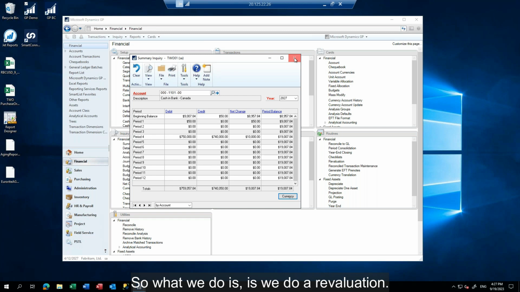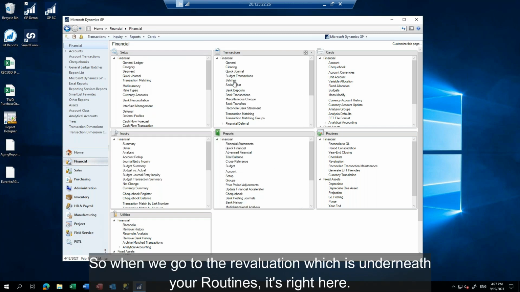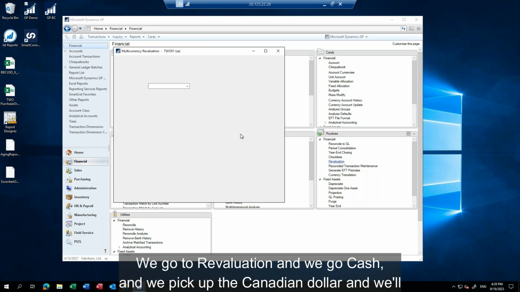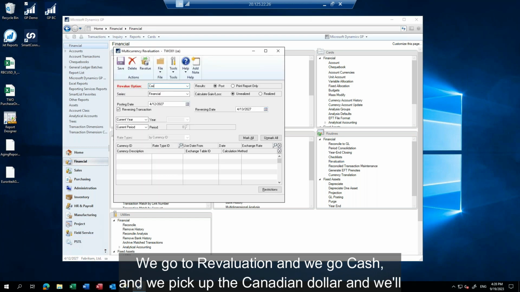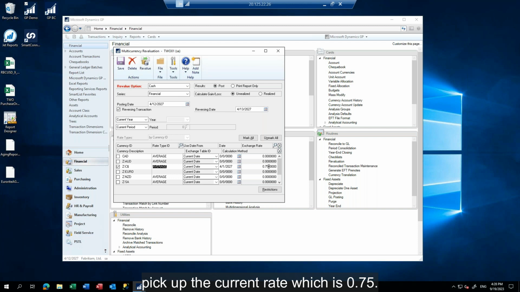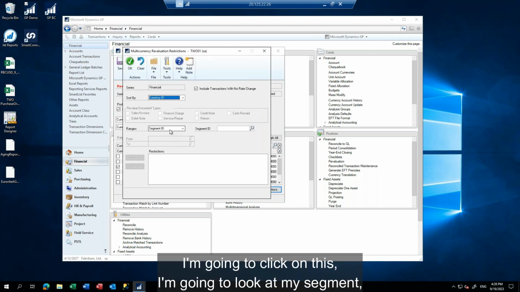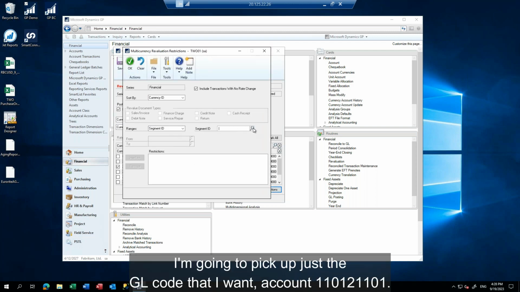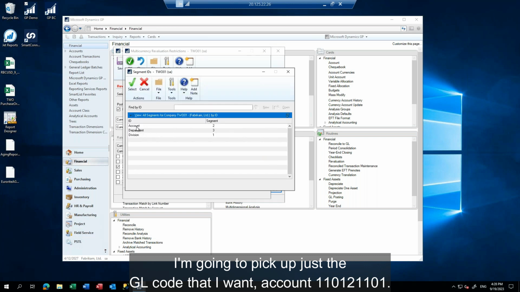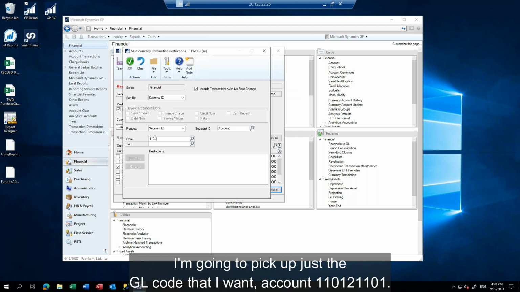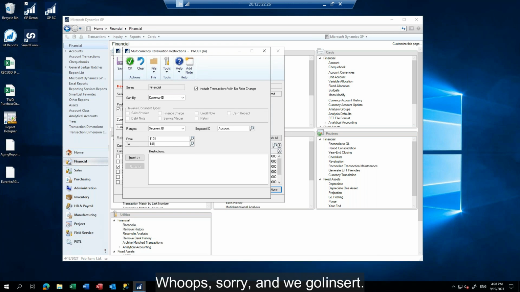So what we do is we do a revaluation. So when we go to the revaluation, which is underneath your routines, it's right here. We go to revaluation and we go cash. And we pick up the Canadian dollar. And we'll pick up the current rate, which is 0.75. That's what we put in our records. So we want it to be revalued to 0.75. I'm going to click on this. I'm going to look at my segment. I'm going to pick up just the GL code that I want, account 1101 to 1101. Whoops, sorry.